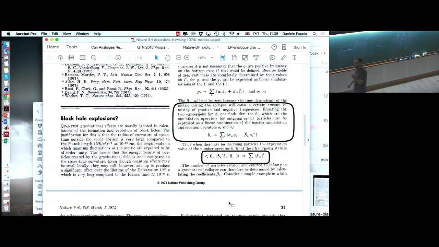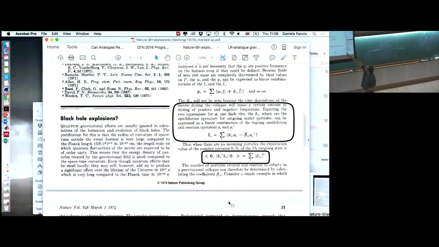He's coming from this school of thought, which is what I introduced and explained yesterday. You have asymptotically flat, then you have something that shakes things up in time during a certain period, and then it goes flat again, and you're comparing the output to the input, and you notice there's a difference. And this is how you set out to do that calculation. So the beta will not be 0 because the time dependence of the metric during the collapse will cause a certain amount of mixing of positive and negative frequencies.